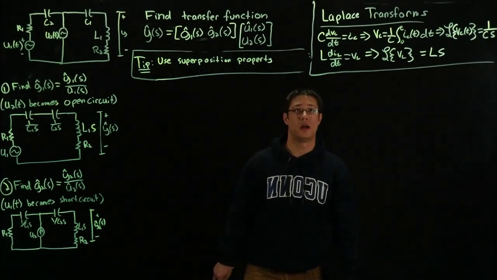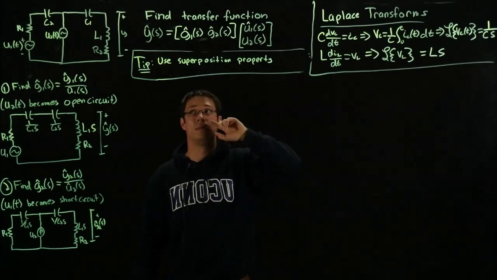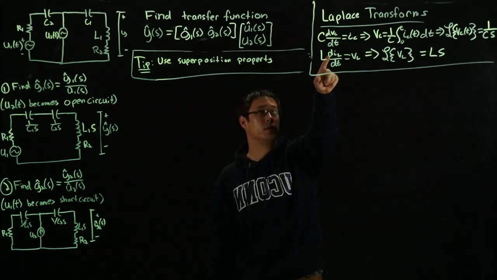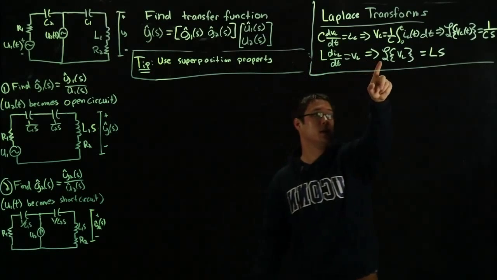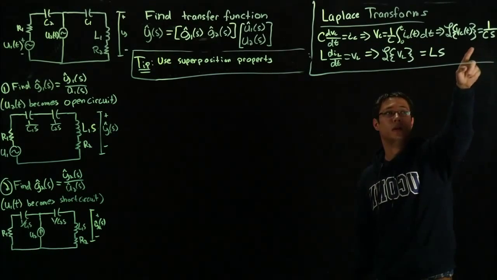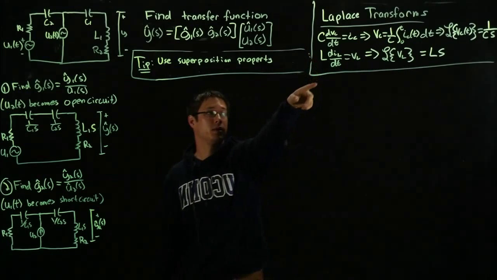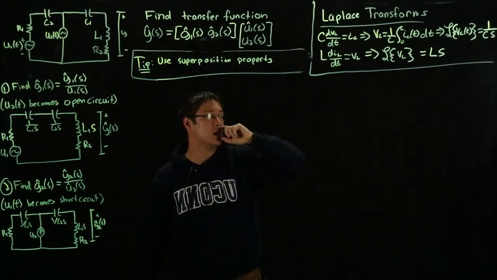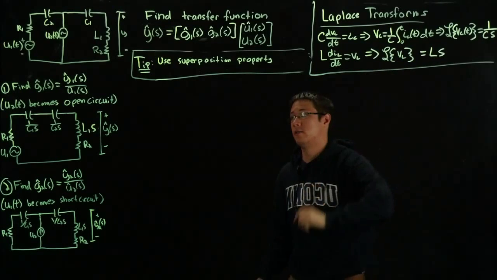A little review of the Laplace transforms here. The Laplace transform of the impedance of a capacitor is equal to 1 over C times s. And the Laplace transform of the impedance of an inductor is simply L times s.